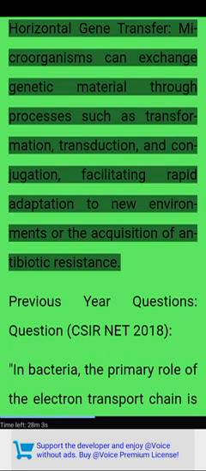Horizontal gene transfer. Microorganisms can exchange genetic material through processes such as transformation, transduction, and conjugation, facilitating rapid adaptation to new environments or the acquisition of antibiotic resistance.